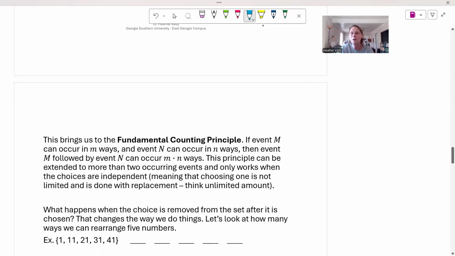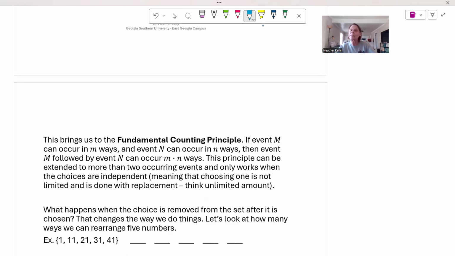And so what the fundamental counting principle says is if event M can occur in M ways, so choosing a soup or salad could occur two ways, so that would be one event. And event N, choosing your entree, could occur in N ways. In our case, it was three ways. Then the event M, choosing an appetizer, followed by the event N, choosing an entree, could happen in two times three ways. And we've already shown it. There were 6 options. Okay.